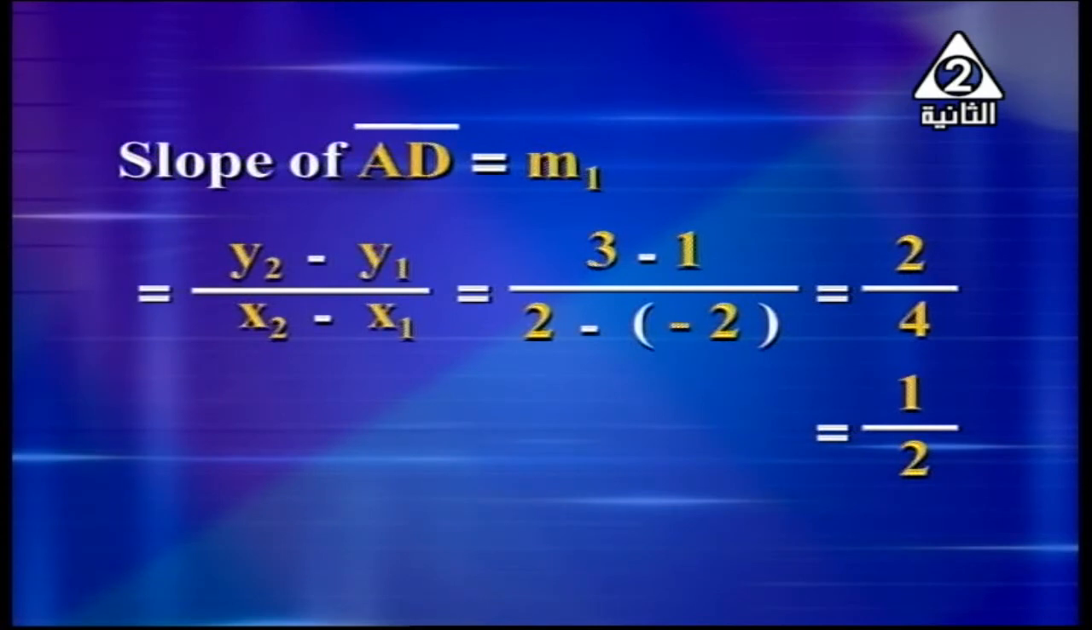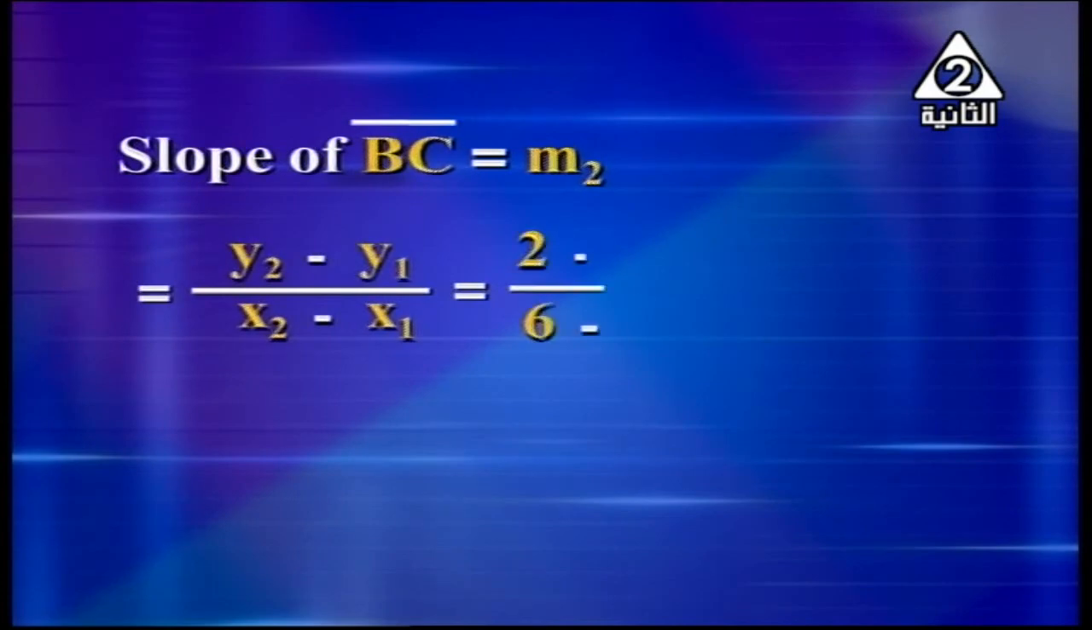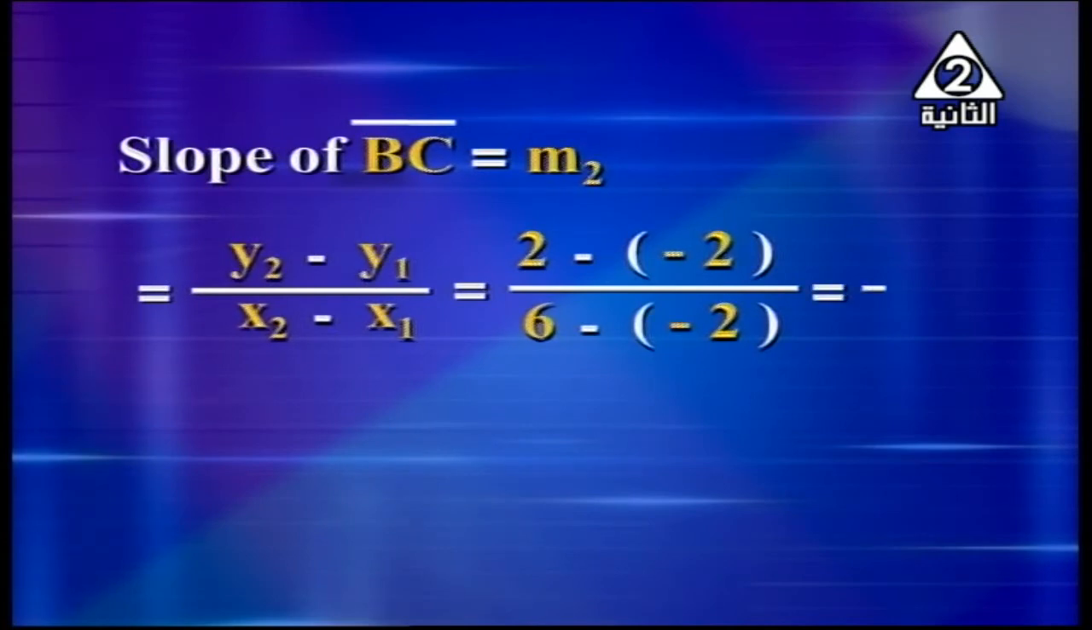Now try to find the slope of BC, which is denoted by M2. What about M2? It is y2 minus y1 over x2 minus x1. Try to substitute. So M2 equals 2 minus negative 2 over 6 minus negative 2 to obtain a result as 4 over 8, which is going to be equal to 1 over 2.